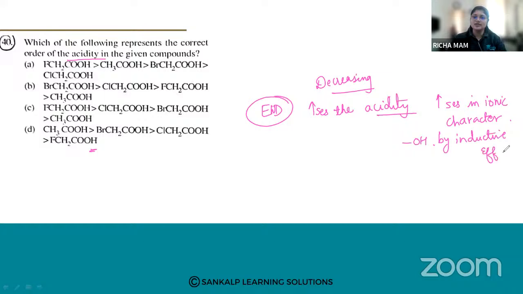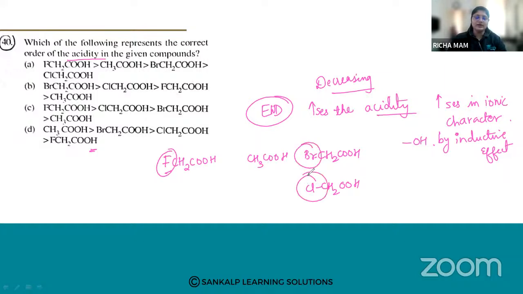Now, what is inductive effect? It occurs due to the presence of an electronegative atom. Now, FCH2COOH, then you have CH3COOH, then BrCH2COOH, then ClCH2COOH. You can see there is an electronegative atom here, and here. Because of these electron withdrawing substituents, they will withdraw the electrons towards themselves. So there will be an increase in the acidity, right?